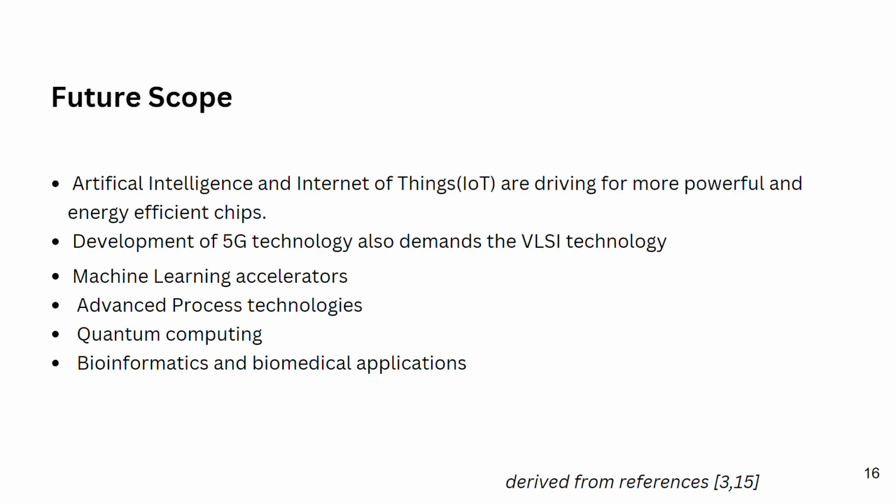Some of the future scopes of VLSI are: artificial intelligence and Internet of Things are driving the need for more powerful and energy efficient chips. All these more powerful and energy efficient chips are made possible by VLSI technology. And of course, in the development of 5G technology, VLSI technology plays a very important role. Machine learning accelerators, advanced process technologies, quantum computing, bioinformatics, and biomedical applications are the future scopes of VLSI technology.